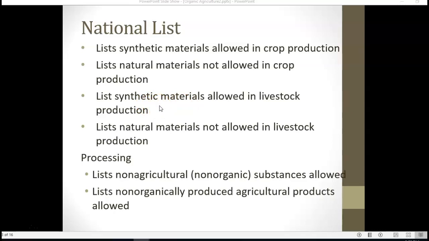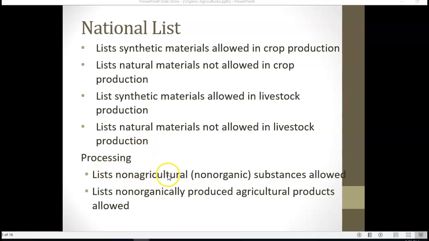So some amount of parasiticides are allowed just for breeding stock, not for the growing animals that are slaughtered and eaten. The national list also lists natural materials that are not allowed in organic livestock production, including strychnine. It's a very short list. I think that's actually the only thing on the list is strychnine.